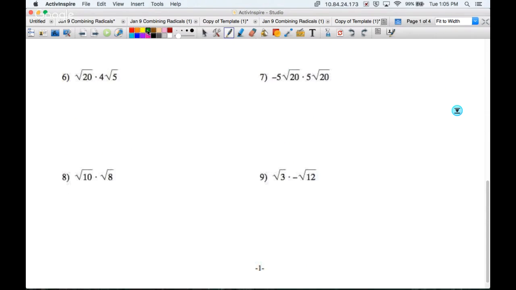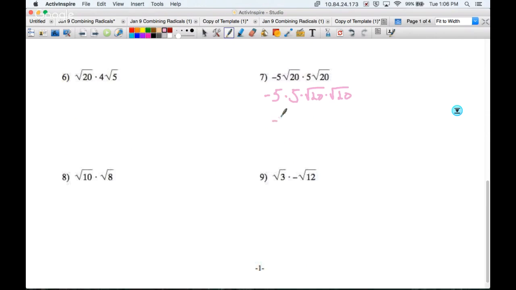Number 7 looks kind of tricky. I'm going to multiply the -5 and the 5. Well, I'm just going to rearrange to start. Since everything's being multiplied here, I can use the commutative property of multiplication to rearrange this. Get -5 times 5, I'm going to bring those to the front. I'm going to bring these radicals together. Everything's still being multiplied. I can fill in these hidden multiplications if I want.